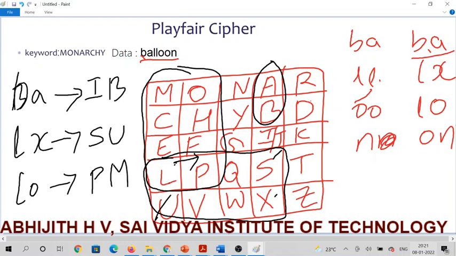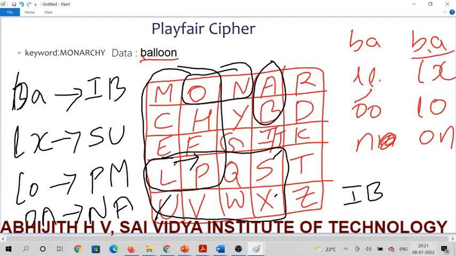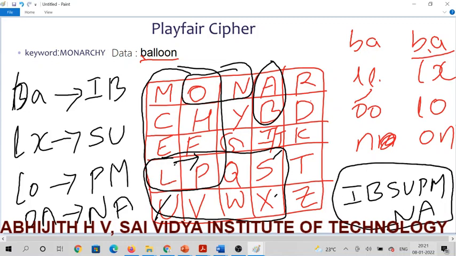Next for ON, O and N. ON are in the same row. If they are in the same row, we will be considering the next letter in the same row. For O, the next letter is N, and for N, the next letter is A. So balloon will be replaced with IBSUPMNA, which will be the ciphertext.